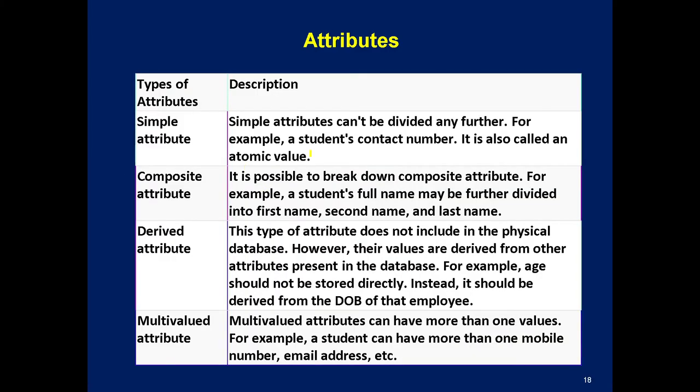Attributes, relationships. There are different types of attributes. The simple attributes can't be divided any further. For example, a student's contact number is also called an atomic attribute or an atomic value. It is possible to break down a composite attribute. For example, a student's full name may be further divided into first name, second name, and last name.